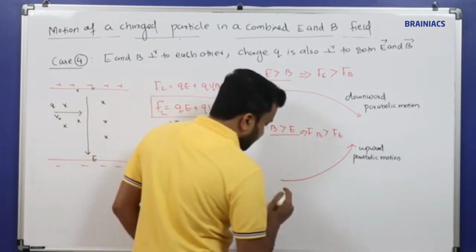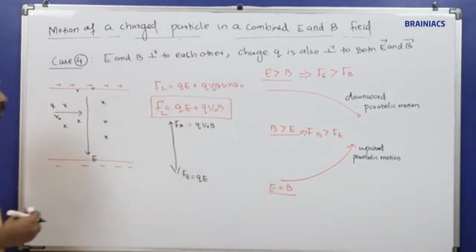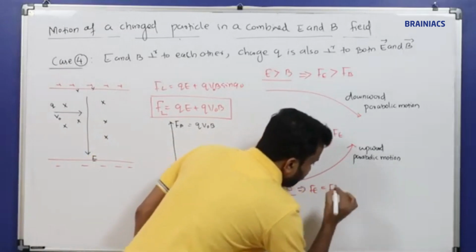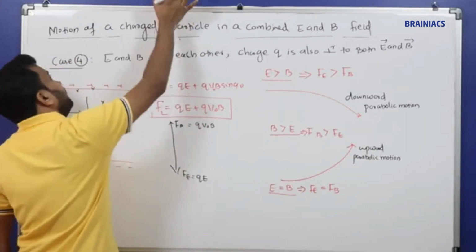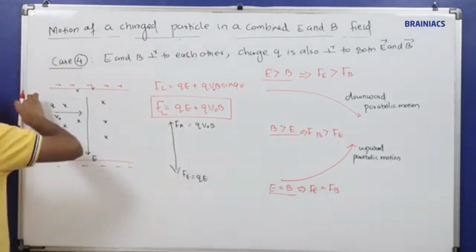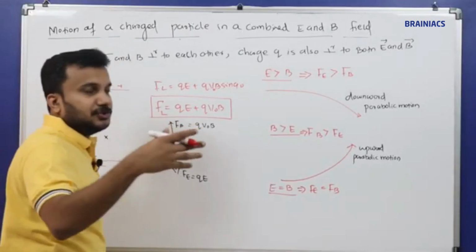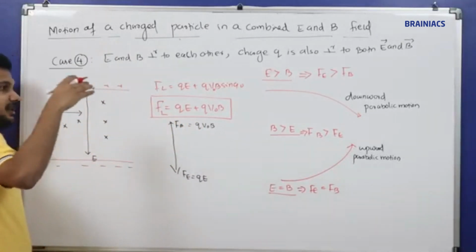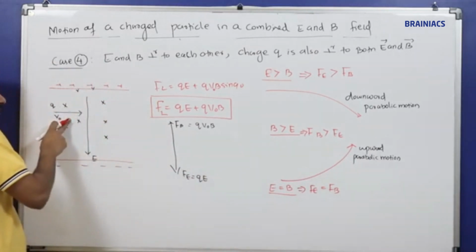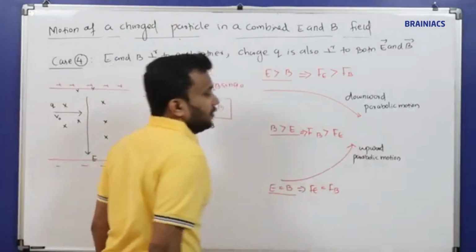And the fourth case is when E is equal to B, so electrical force and magnetic force are equal. I am pulling upward with 10 Newton force and downward with 10 Newton force. Both forces are equal in magnitude and opposite in direction, so they cancel each other. The positive charged particle will not go down and will not go upward. It will continue in a straight path.